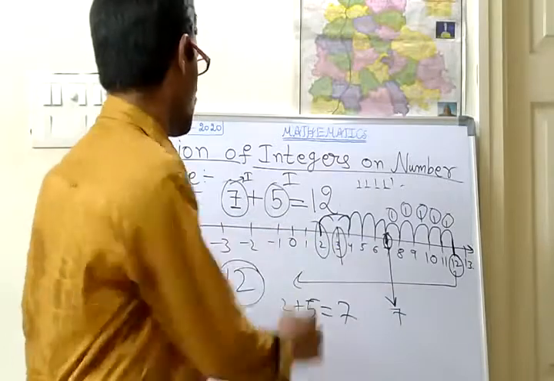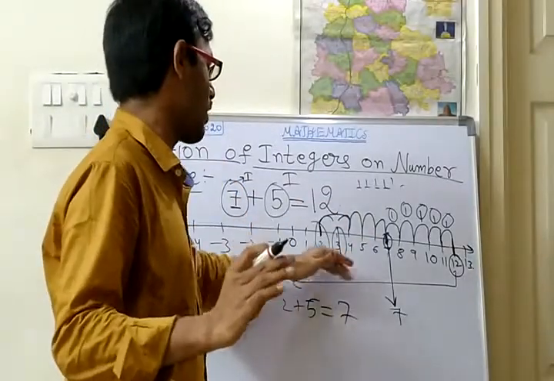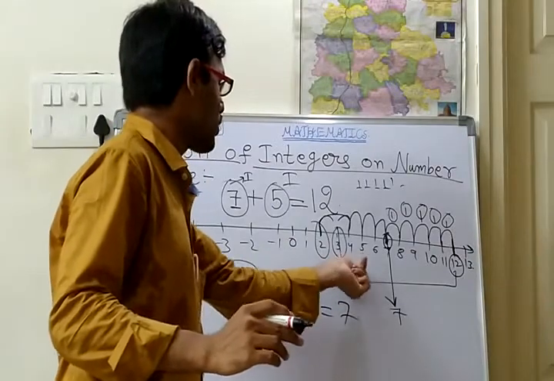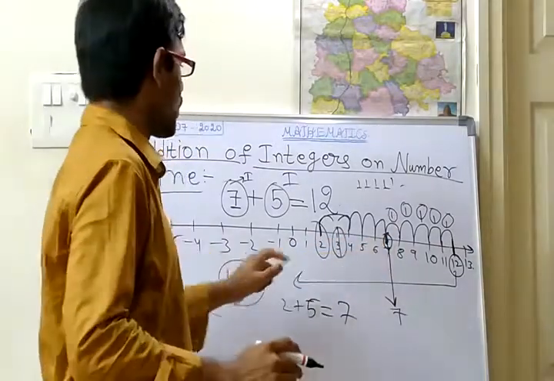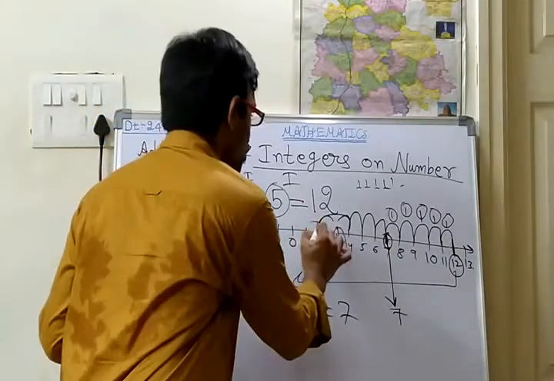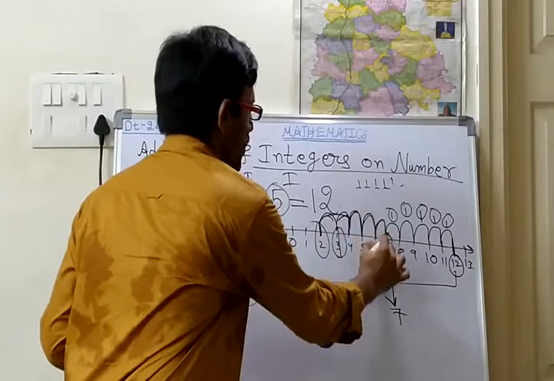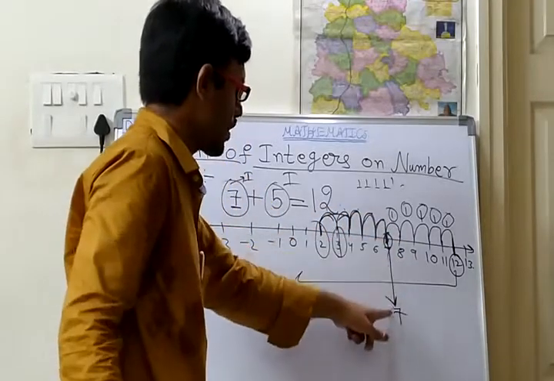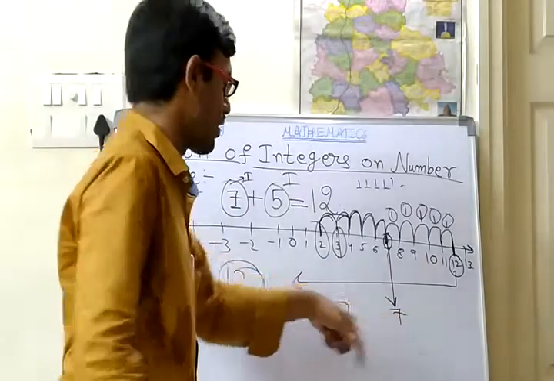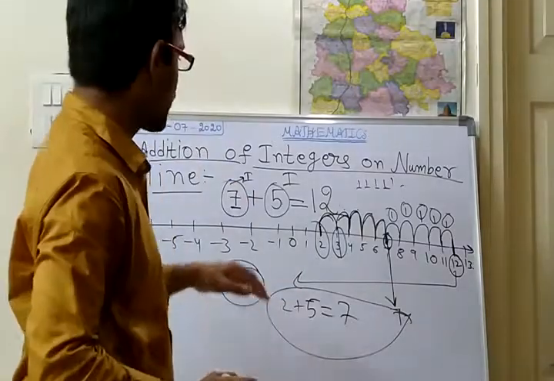You people might be getting this doubt, but that is not the correct way. Here you are not supposed to skip any number, or leave any number. Like this, 2 plus 5 means 2, 3, 4, 5, 6, 7. So 1, 2, 3, 4, 5. With the fifth step, there is the number 7. That's why 7 is the result of 2 plus 5. Like this you should do.